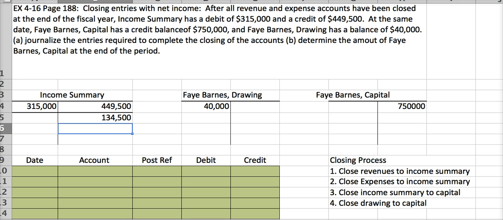Right now we have a credit balance of $134,500. Read step 3. It says close income summary to capital. If we want to close this account, we have to get rid of this balance. In order to get rid of this balance, we have to debit it, the opposite, to get rid of it. And it says to close it to capital. So therefore, capital needs to be a credit. We debited income summary, so we're going to have to credit capital for $134,500.